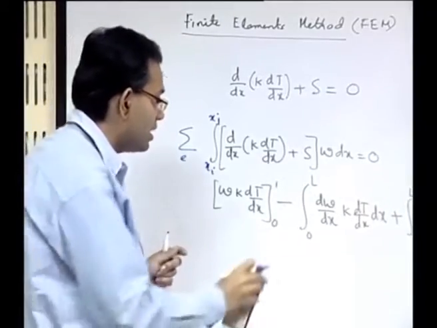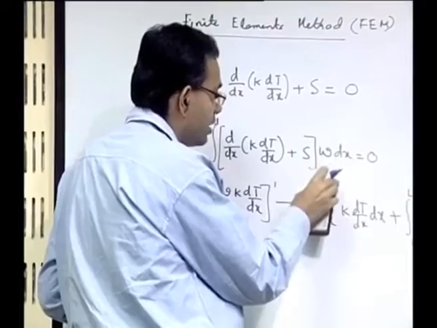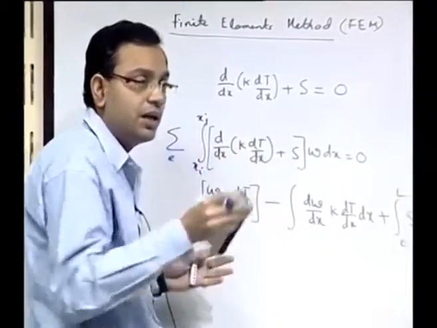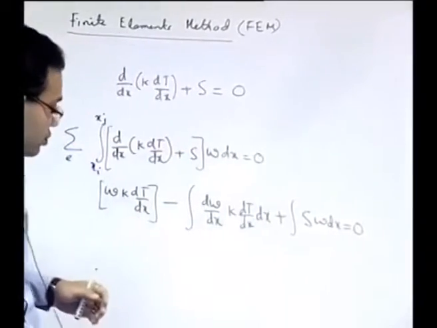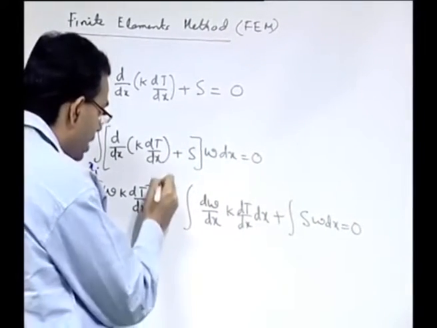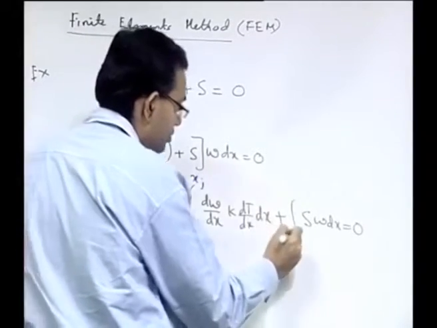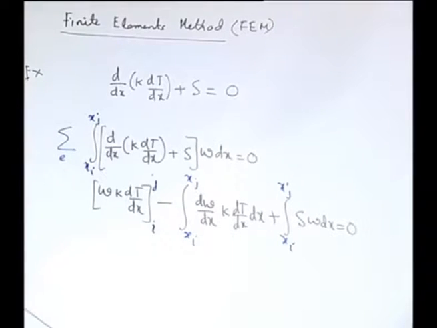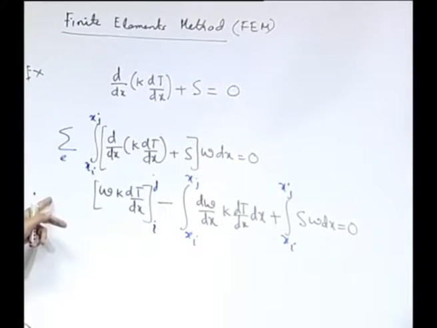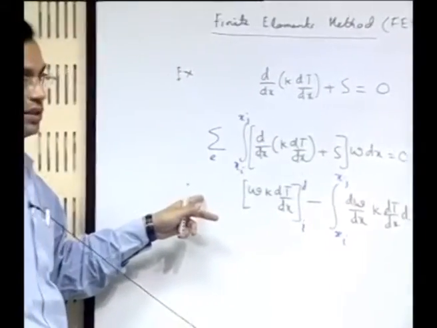So, what we will do is we will consider first the formulation for each element and then we will sum it up or assemble it up later on. So, it will be from xi to xj, xi to xj. So, the first difference you follow from the general variational formulation.